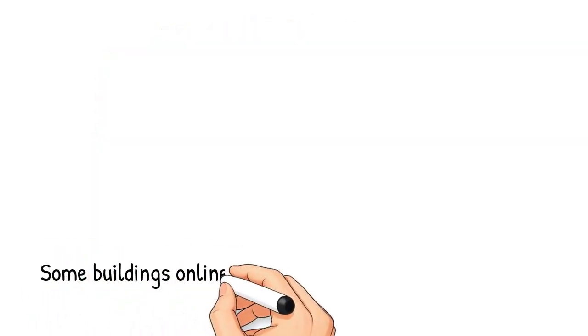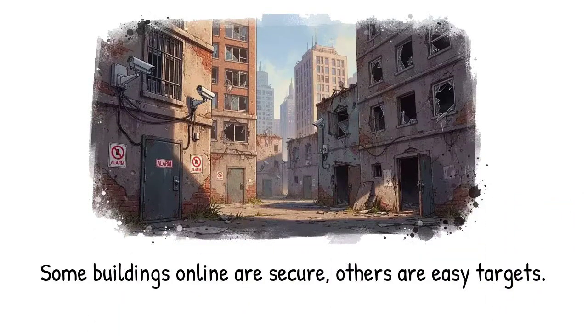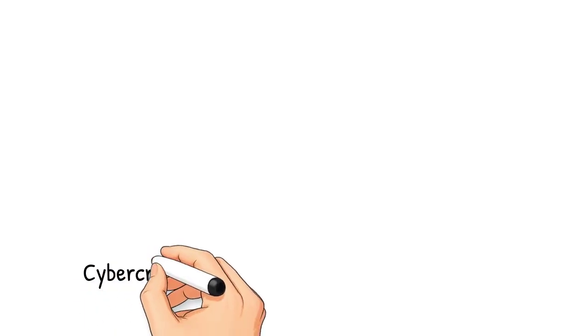Some buildings are well protected with guards, alarms, and cameras. Others are poorly secured with unlocked doors and open windows. Criminals don't attack because they enjoy breaking in. They attack because the opportunity exists, the reward is high, and the risk is low. Cybercrime follows the same logic.